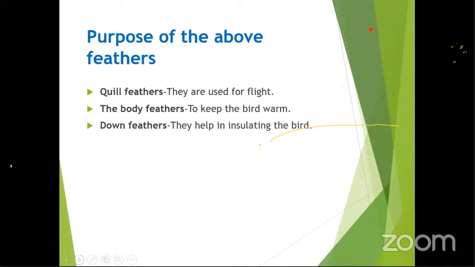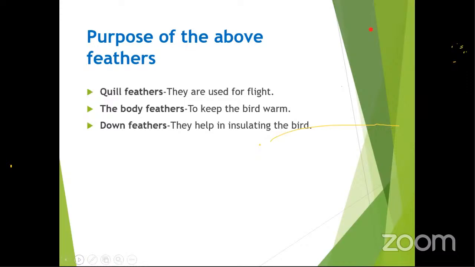The down feathers help in insulating the bird. Some people will say, what is insulating? In primary 5, in term 2, we shall look at heat energy, and under heat energy, we shall look at conductors and insulators. Conductors are materials which allow heat to pass through them easily, while insulators do not allow heat to pass through them. So by us saying that these ones are insulators, they help in insulating the bird.